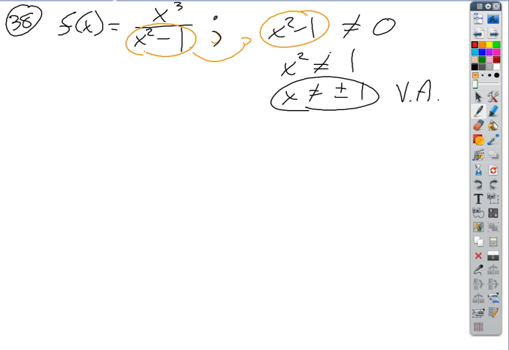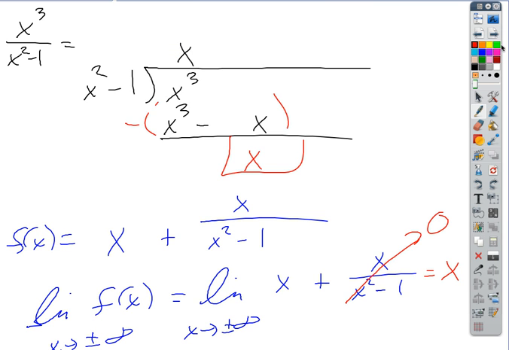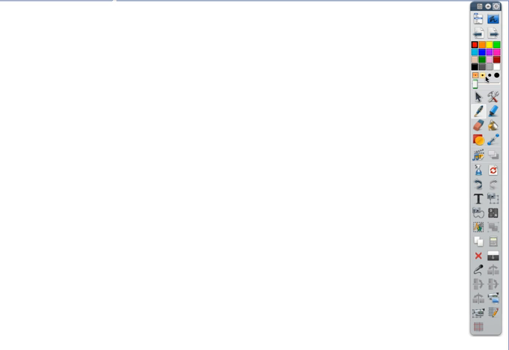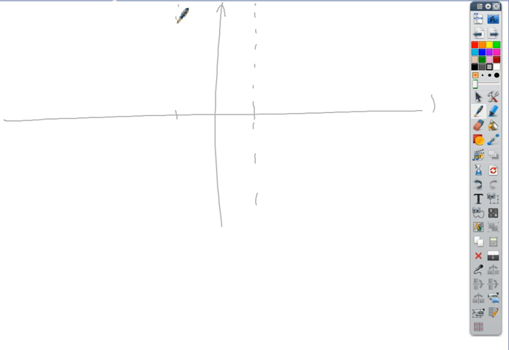Okay, so we got a slant asymptote at y equals x. We've got vertical asymptotes at plus and minus 1. That already gives us a pretty good idea what this thing looks like. There's the skeleton of the function right there. We just got to fill in the blanks. So now we can do the calculus.